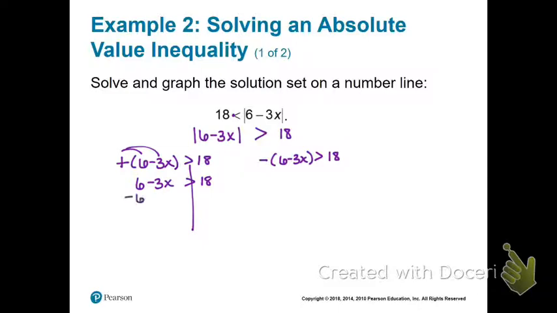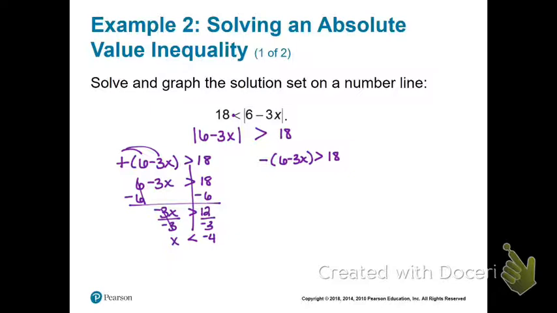So then I'm going to solve for x. I'm going to subtract the 6. So negative 3x, my inequality, and 18 minus 6 is 12. Divide by the negative 3. And so we get x. Now we divided by a negative, so our inequality is going to flip, and we get negative 4.